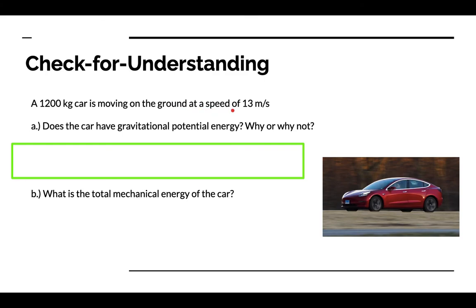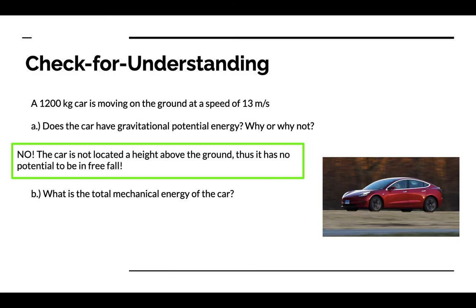All right, and the car is moving at a speed of 13 meters per second. We ask A, does the car have gravitational potential energy? Why or why not? So relative to the ground, no, the car does not have gravitational potential energy because it is not located at a certain height above the ground, thus has no potential to be in free fall. And again, as people rightly noted, well, what if this was actually a hill right here? Then yes, we would say the car has gravitational potential energy because it has potential to fall. But again, that all depends on what you're measuring your height relative to. In this case, we measure our height relative to ground, so we have no gravitational potential energy.